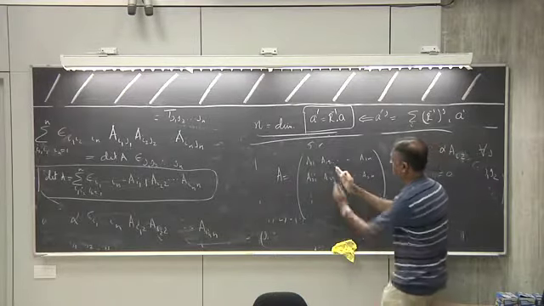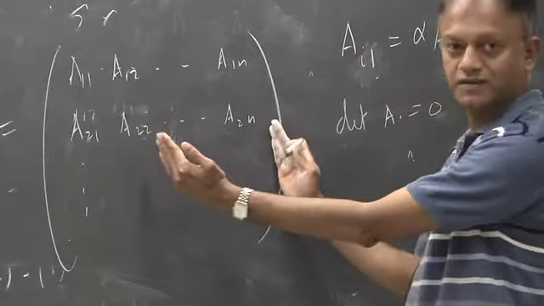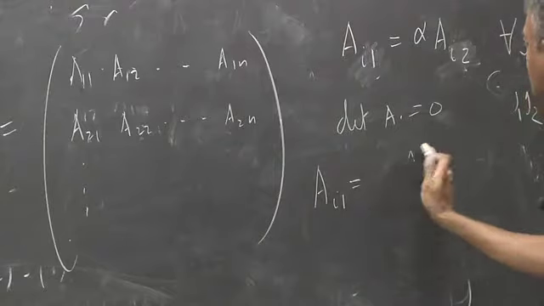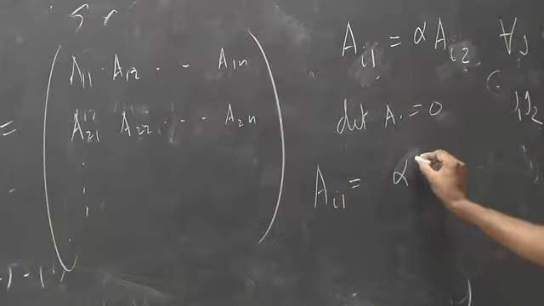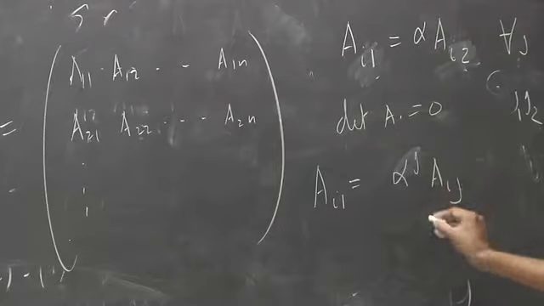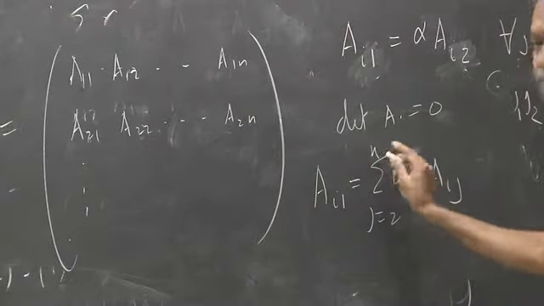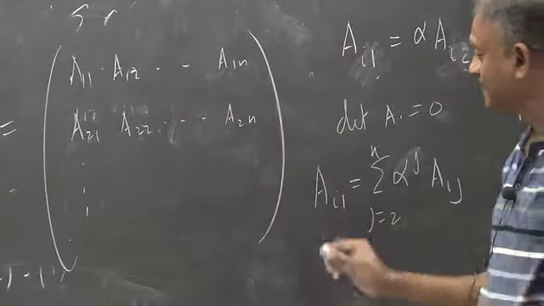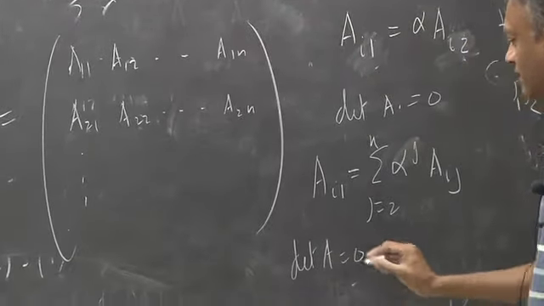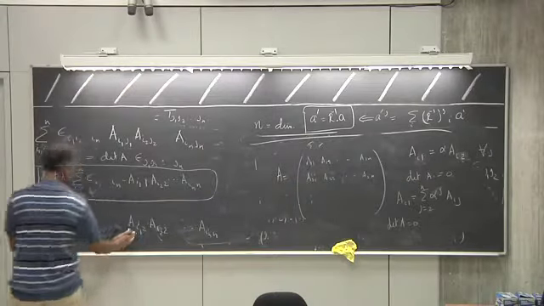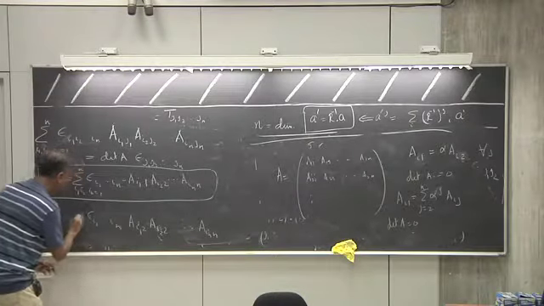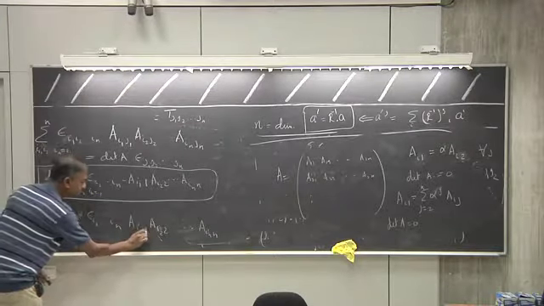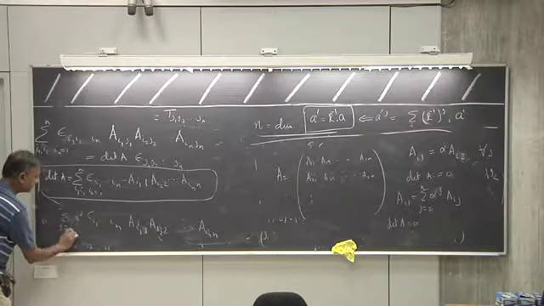More generally, if the first column was a linear combination of the other columns, again it is 0. So suppose the first column was some linear combination, alpha j times the j-th column, for j going from 2 to n. So the first column is a linear combination of these. Again, the determinant of A is 0. For the same reason, you substitute: now instead of this, it will become alpha j, a i j, summed over j going from 2 to n.